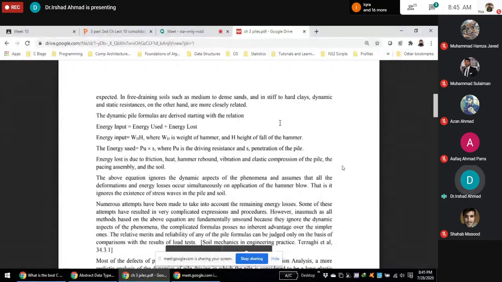You want to drive a pile into the soil. You have brought a hammer, which has a weight W. You drop it from some distance with a free fall distance h. W into h is the energy that you are giving to the pile, and as a result, the pile advances into the soil, right? So you want to find the load carrying capacity of that pile.